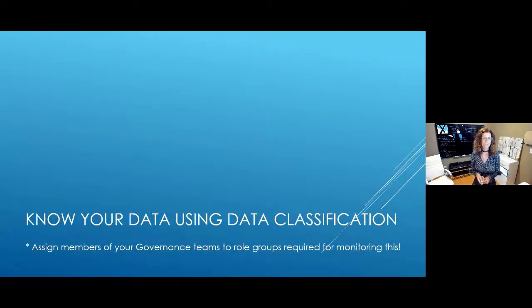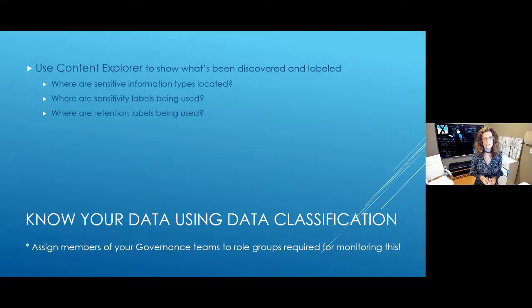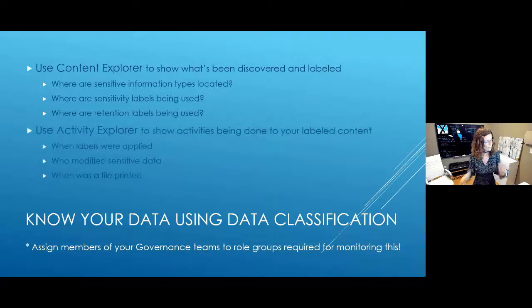A way of doing this is something called data classification. This is a feature in the Compliance Center, and I typically assign members of the governance teams in your organization access to this, so they can go in and take a look at what's going on. You can use two key features in it that they typically leverage. One is called Content Explorer, and you can see where sensitive information types are located across Exchange, SharePoint, and OneDrive, where sensitivity labels are being used, and where retention labels are being used. You can get right down to the document or email level, depending on the permission role that you've assigned. And then on the Activity Explorer side, you can see activities being done against labeled content. If the file was printed, you can get really granular here. And this is why it takes a concerted effort by those compliance teams, even staffing up, to dig into some of these things.